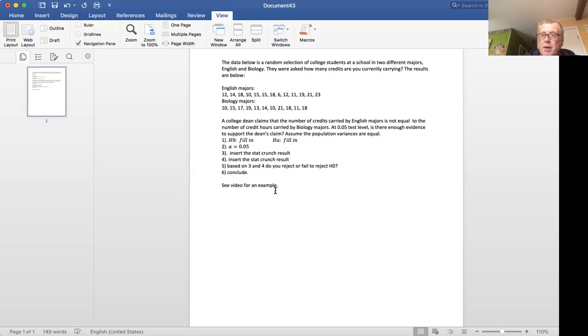Expect the 4th assignment in the next day or 2. It's going to be a chi-square distribution problem and an ANOVA problem. So we're going to have 2. And then we're going to move into non-parametric stat for a while. So we're getting to the end. We're getting real close. So keep that in mind as we move forward. Hopefully this helps you out.